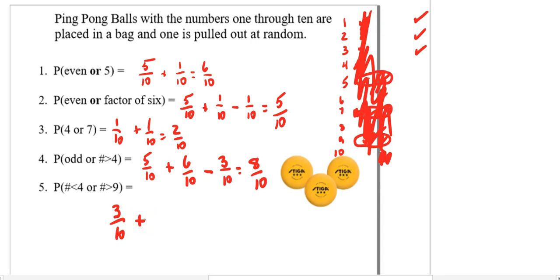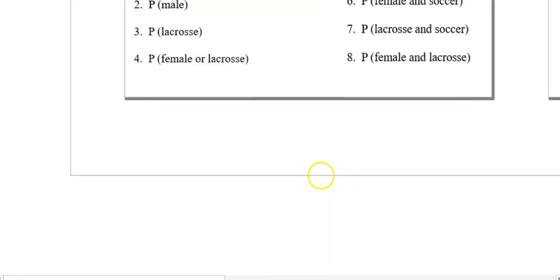There's no overlap, so that means these are exclusive. So we can add those together. The trick for these is if they're exclusive, then you just add them up and that's your answer. But if they're inclusive, you have to subtract the overlap.